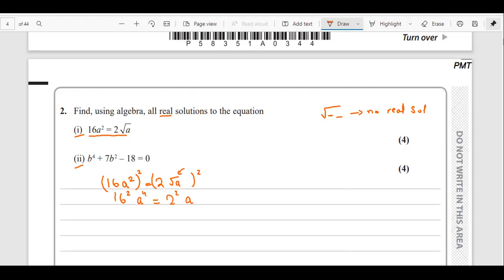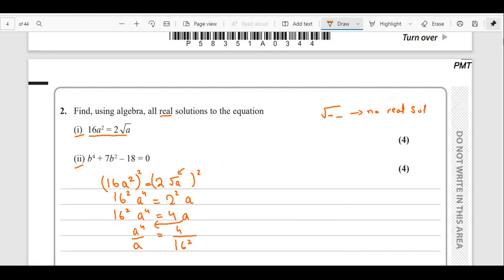This way I will get 16 square a to the 4 equals 4a. Sorry, it's not a square, it's a only. And now I will have a to the 4 by a. I can take a to this side equals 4 divided by 16 square.